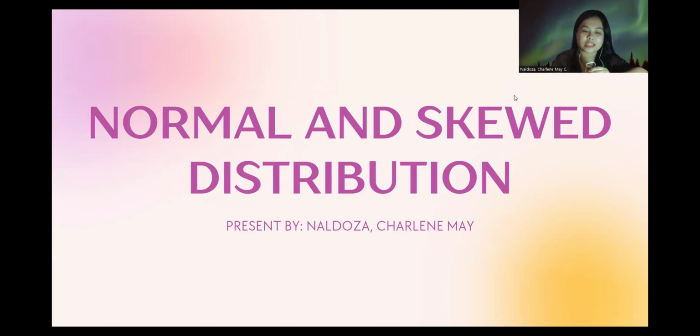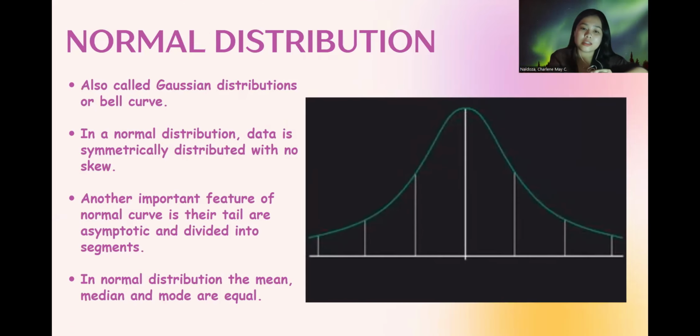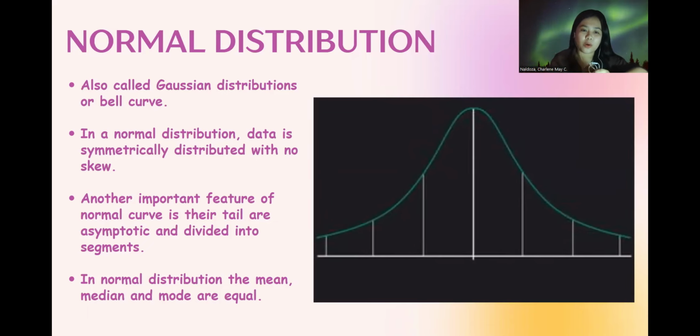So, now let's first tackle the normal and skewed distribution. Normal distribution, also called Gaussian distribution or bell curve. It is called the bell curve because of its shape that is like a bell. As you can see in the picture, it's like a bell. Notice that this curve is divided into two parts. We have the left side, and then we have the right side.